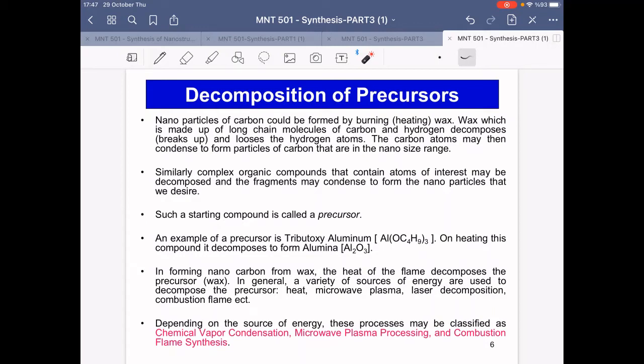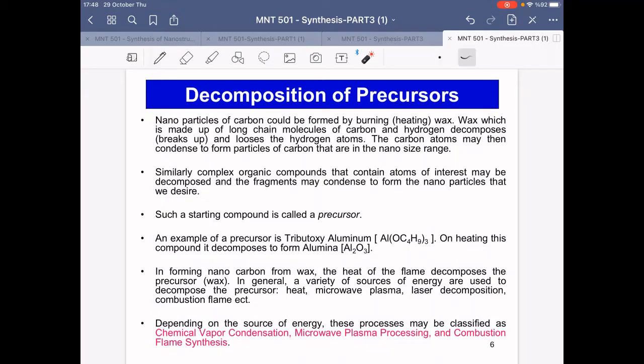Similarly, complex organic compounds that contain atoms of interest may be decomposed, and the fragments may condense to form nanoparticles that we desire. Okay, so there are like 3 steps here. You have to pick your material of interest, where it's heated and decomposed and broken into its fragments, and then you condense it and then you collect it.